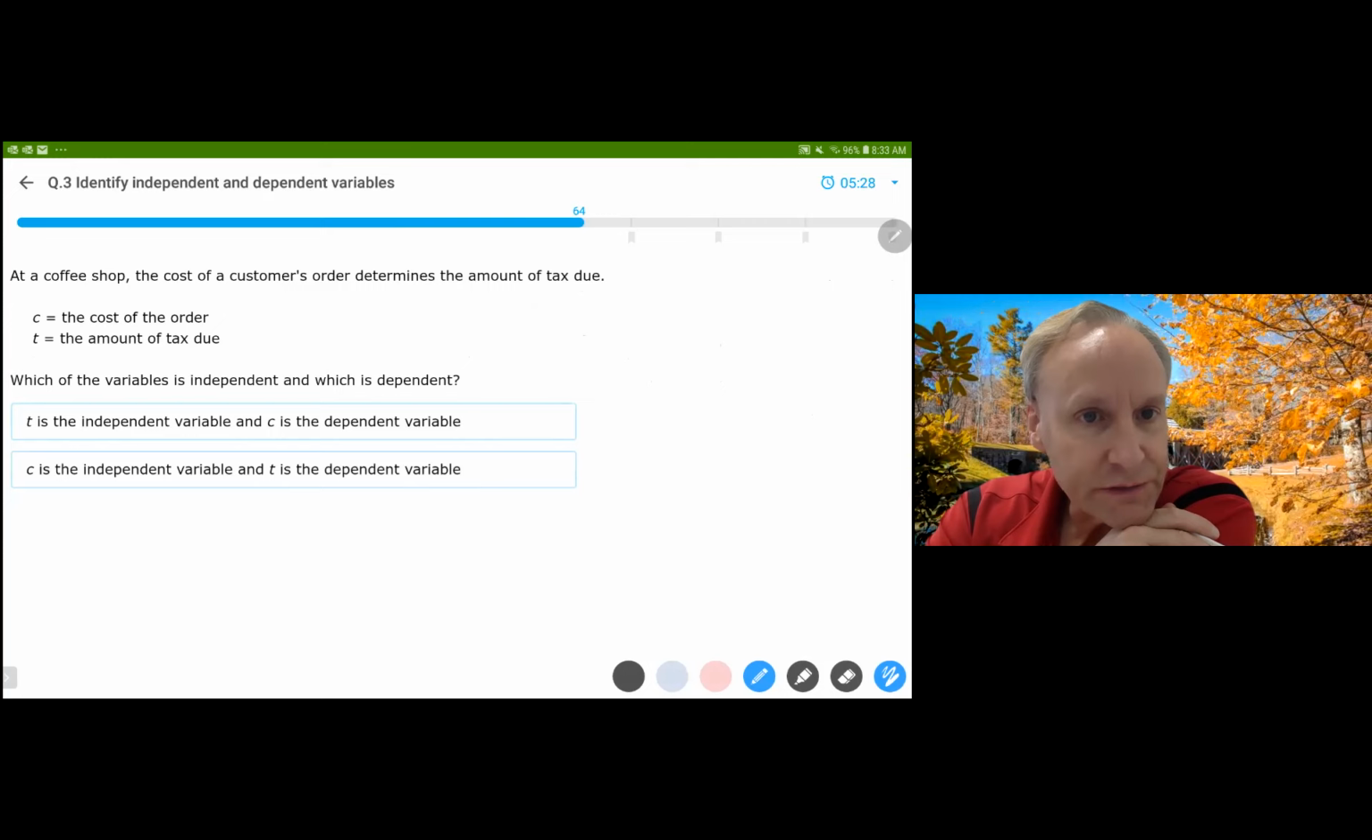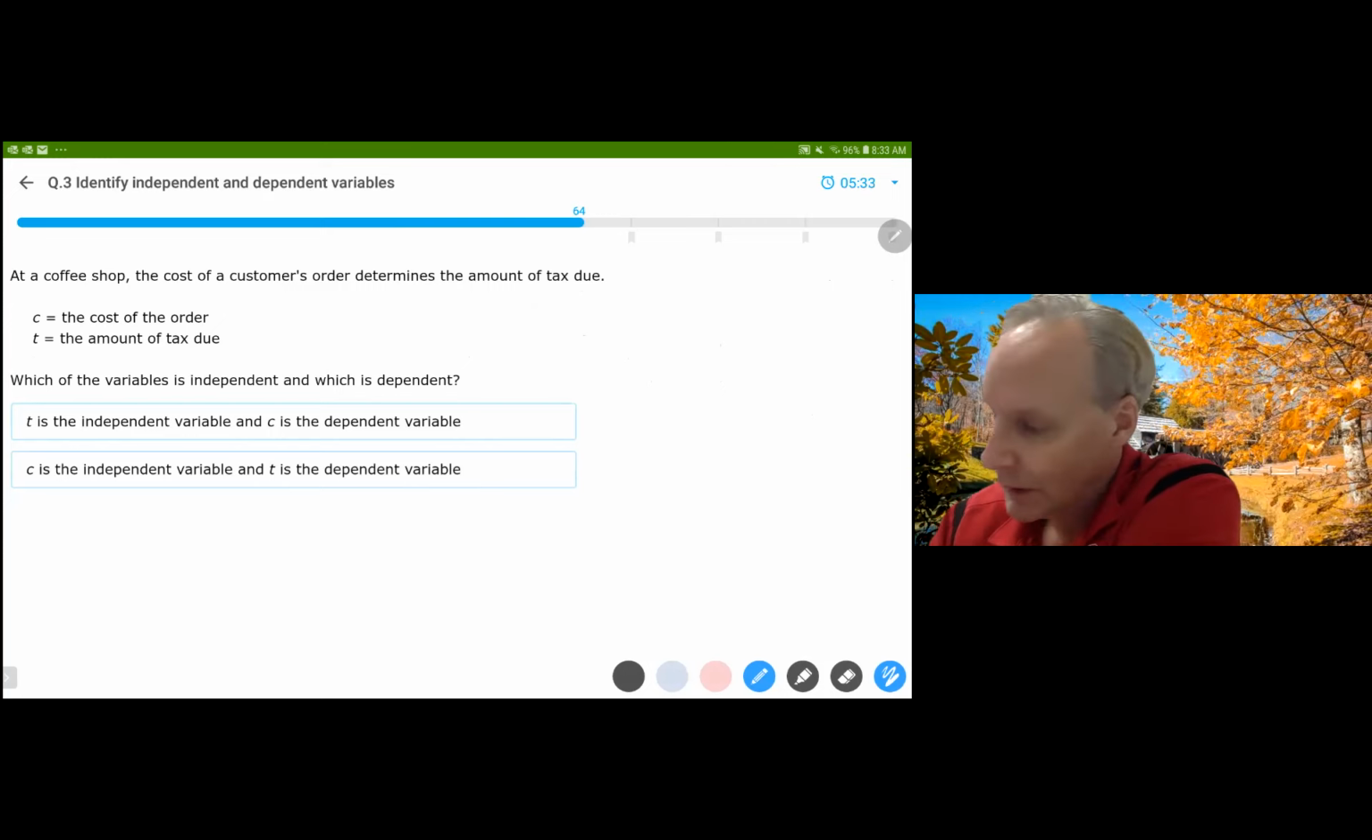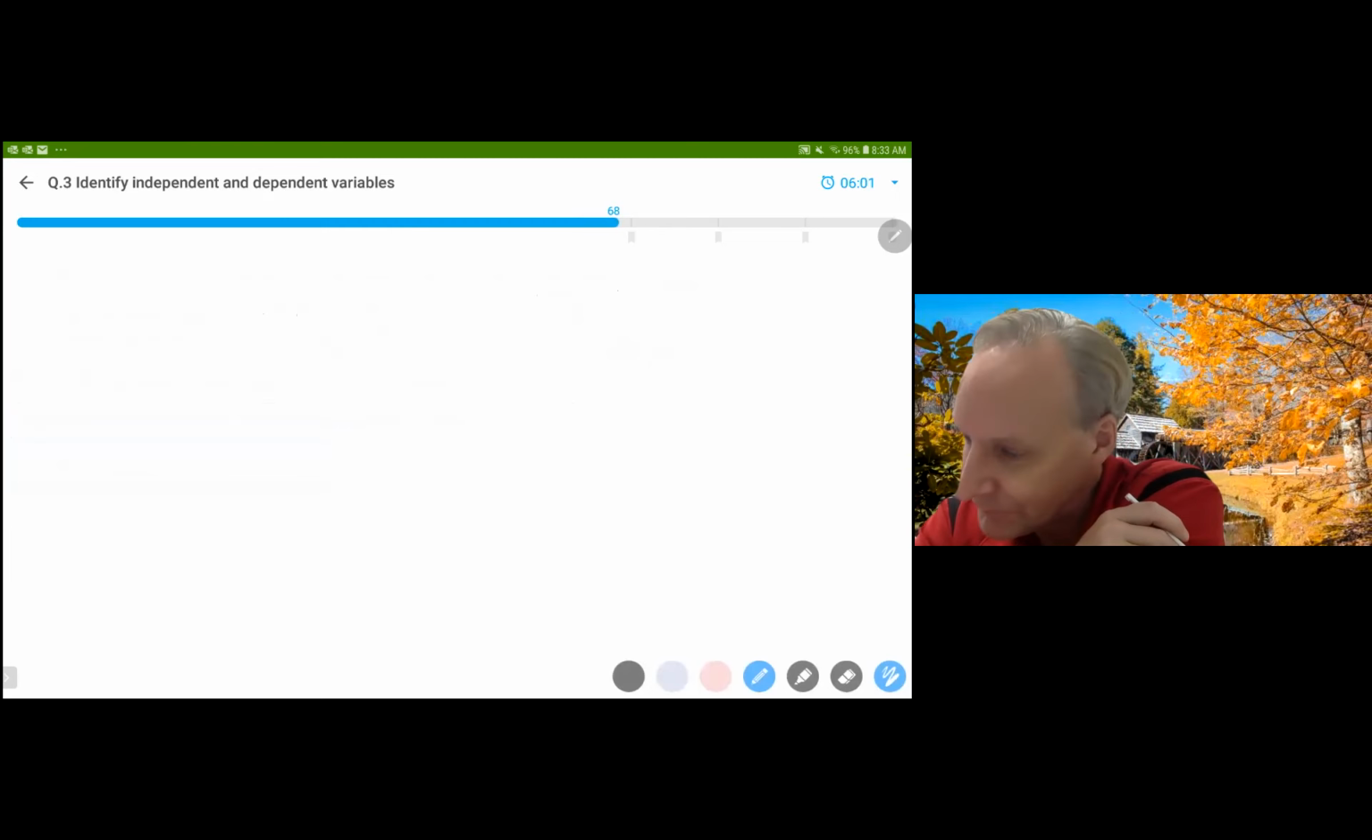Okay, the cost of a customer's order determines the amount of tax due. So the cost of the order is the independent, and the tax will depend on how much the cost is. So T is the independent. Nope. T is the dependent, and C, the cost of the coffee, is the independent. There we go. Got to make sure I write them down so I don't get them confused.